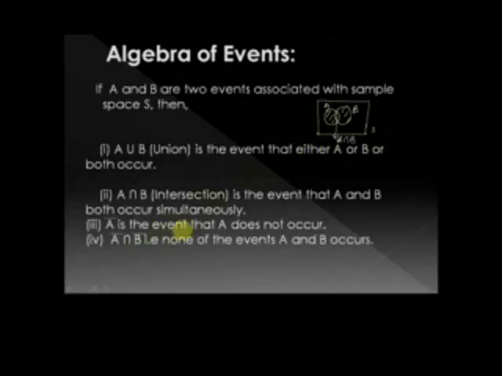Now A complement is the event that A does not occur. So all this space which does not include the event A is known as A complement. So we can say that A plus A complement would be equal to the sample space S. And the fourth is A complement intersection B complement, meaning none of the events A and B occur. Now A union B means that either A or B or both of them occur. A intersection B means the event that A and B both occur simultaneously. A complement is the event that A does not occur, and A complement intersection B complement represents that none of the events A and B occur.